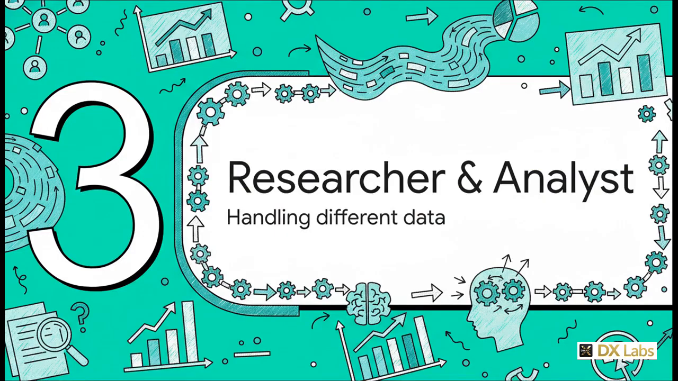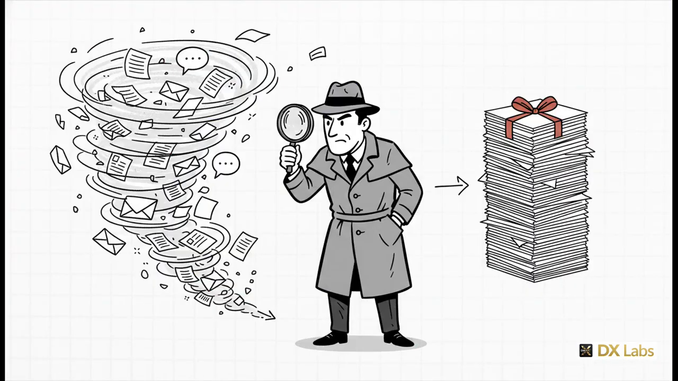Section 3. Researcher and analyst agents. Tackling unstructured and structured data. The researcher agent acts just like a private investigator sifting through really messy, unorganized filing cabinets. It specializes in unstructured data. Think long emails, rambling Teams chats, and massive Word documents. It uses semantic search to go way beyond basic keyword matching. It actually understands the relationships between people, projects, and activities to summarize long-form content.